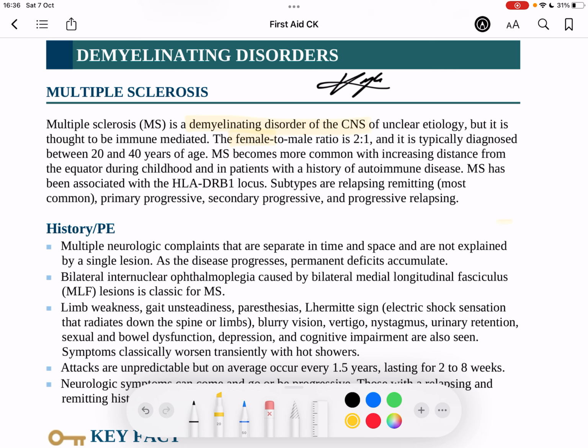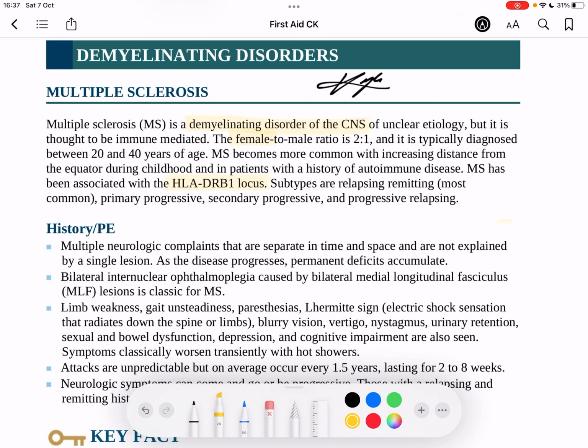MS becomes more common with increasing distance from the equator during childhood and in patients with a history of other autoimmune diseases. And MS has been associated with the specific HLA-DRB1 locus, and you can check out which other diseases are associated with the HLA-DR mutations.